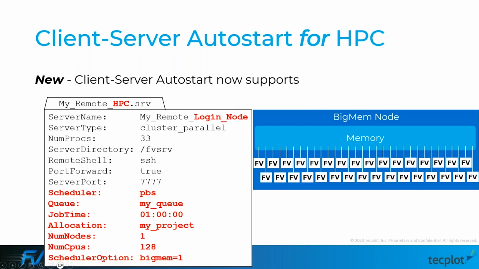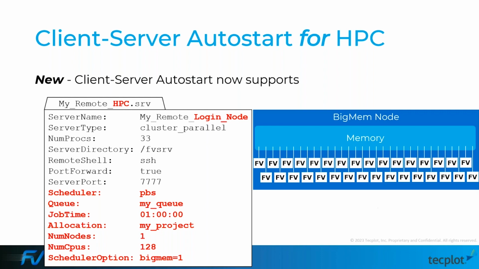So that will be one way to do it. And here we're using a scheduler option, calling the node bigmem. That's a typical option for PBS for such a node, and that will make sure that if you have a heterogeneous HPC cluster, you're taking the node that you want to use.